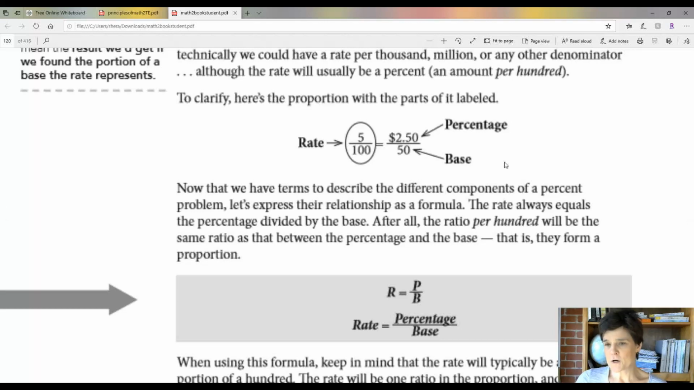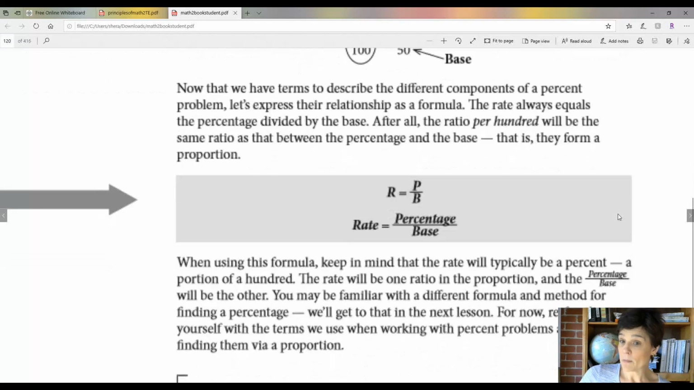Now that we know these terms, let's express their relationship as a formula. The rate always equals the percentage divided by the base. After all, the ratio per 100 will be the same ratio as that between the percentage and the base. That is, they form a proportion. So rate equals percentage over base.